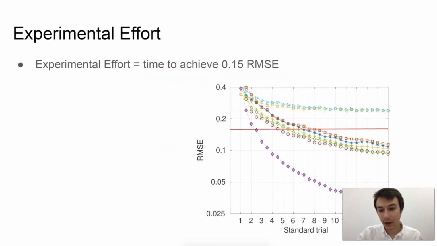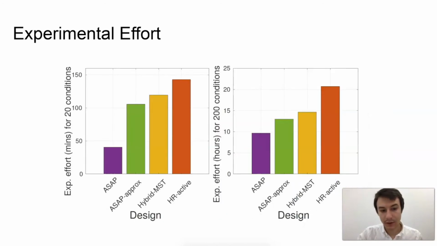How does this accuracy convert into experimental time? So here we want to achieve 0.15 RMSE in the scale, and assuming that it takes 5 seconds to find the outcome of the pairwise comparisons, how much time would we need to spend in the lab running the experiments? For 20 conditions, with ASAP we would require slightly less than 50 minutes to obtain the scale with 0.15 RMSE, and that would require 3 times more than the second best performing method. For 200 conditions, we would need slightly less than 10 hours in the lab with ASAP.